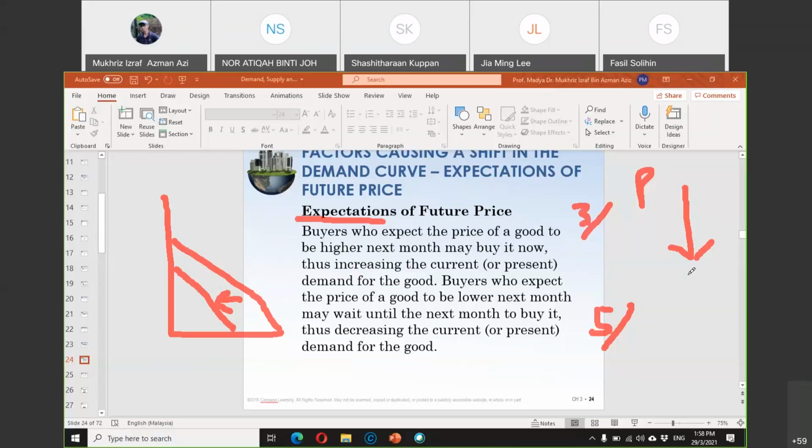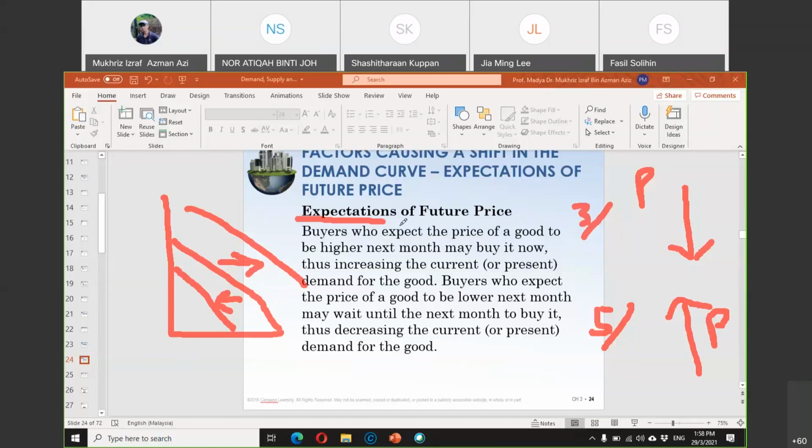If you expect that the price will go up, for example because of lack of supply or any other factors, as long as you expect that the price will increase in the future, in the next 2 months or so, meaning that you need to buy the goods now before the price goes up. So demand will actually increase today. Demand now will increase because you expect that the price will go up.